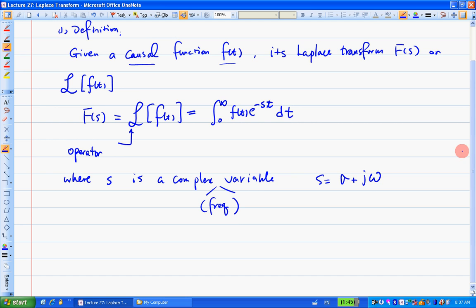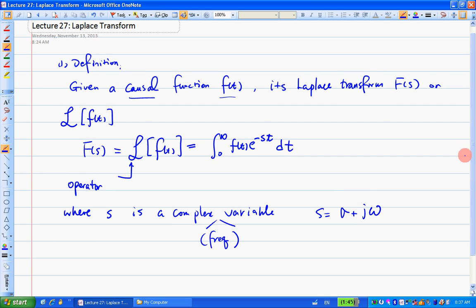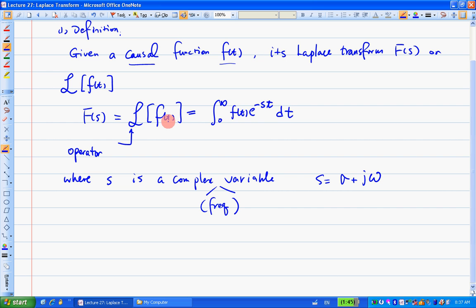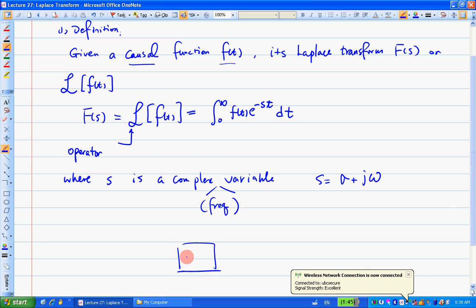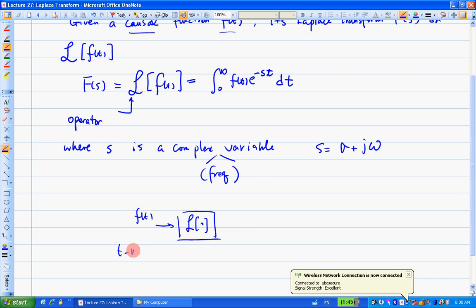So now you see the wording transform, right? Why is it called transform? Because originally it's a function of t. After you apply this integral, it gives you a function of s. So what we have here is the Laplace operator, and you put this f of t here, which is in the t domain, and it spits out F of s, which is the s domain now.